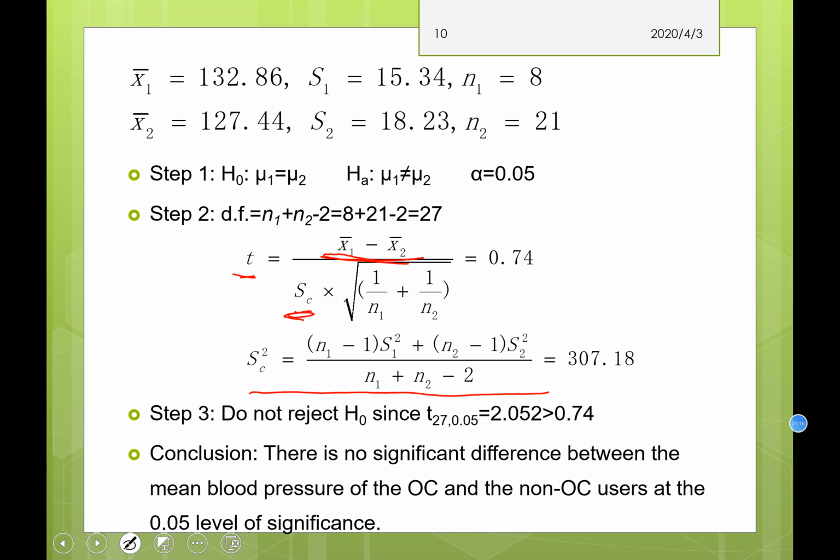Here, N1 is the sample size of sample 1. This is the standard deviation of sample 1. This is the sample size of sample 2. This is the standard deviation of sample 2. And this is the same. We can use this formula to calculate SC square, and we can figure out the SC. Then we put the numbers into the formula for t, and then we can calculate the t value. So this t value is difficult to calculate.